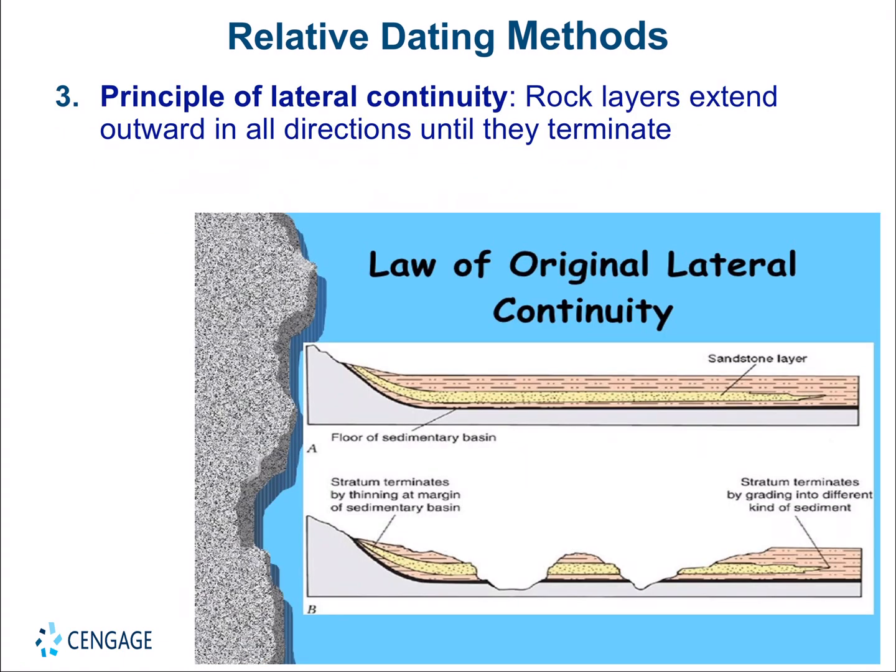Another principle is the principle of lateral continuity. So our rock layers extend outward in all directions until they terminate. If you look at the picture in A, you can see this sandstone layer, the yellow color. But when we look in picture B, notice that yellow bed, that sandstone, is not touching one another. Well, by employing the principle of lateral continuity, we can assume that that sandstone bed was deposited all at the same time, and then it was eroded away in certain locations.